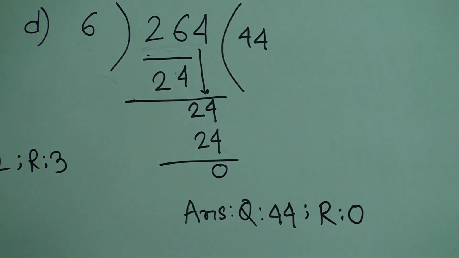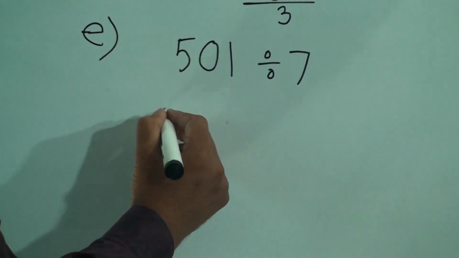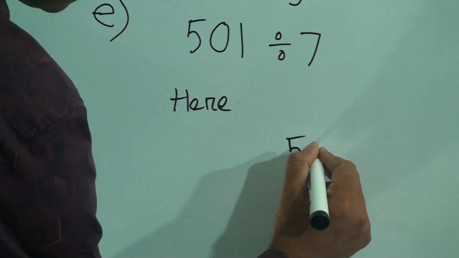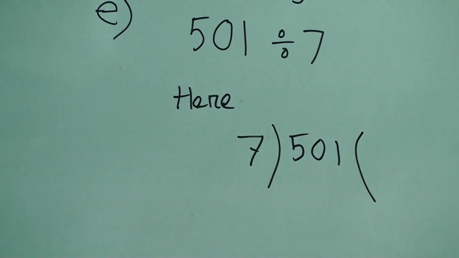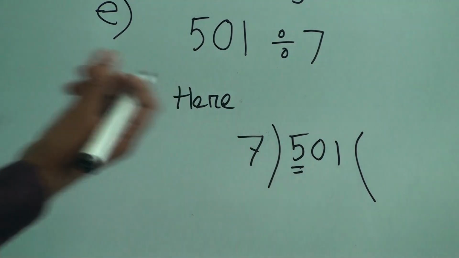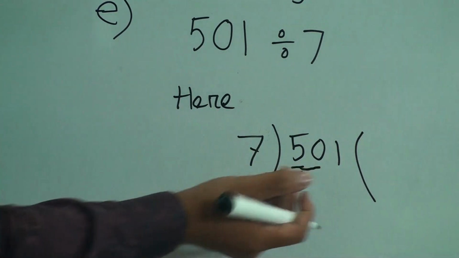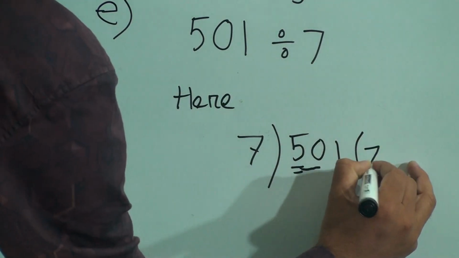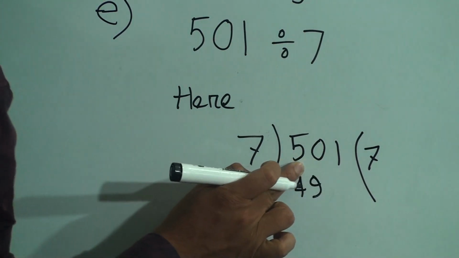And go to the last one, 501 divide 7. We can arrange it this way, 501 divide 7. Now look, here is the same problem. 5 is smaller than 7. Then you have to take the next digit and it makes 50. Now the times table of 7s. 7 sevens are 49.